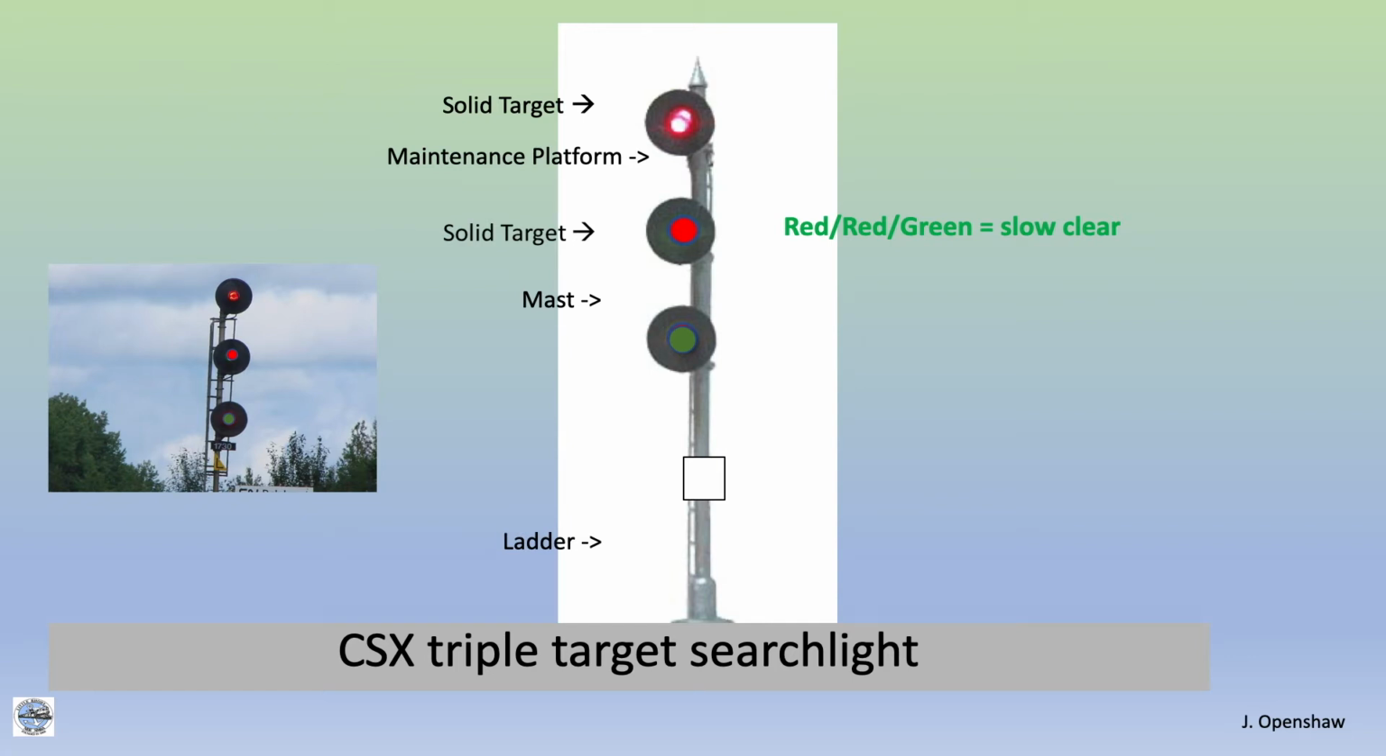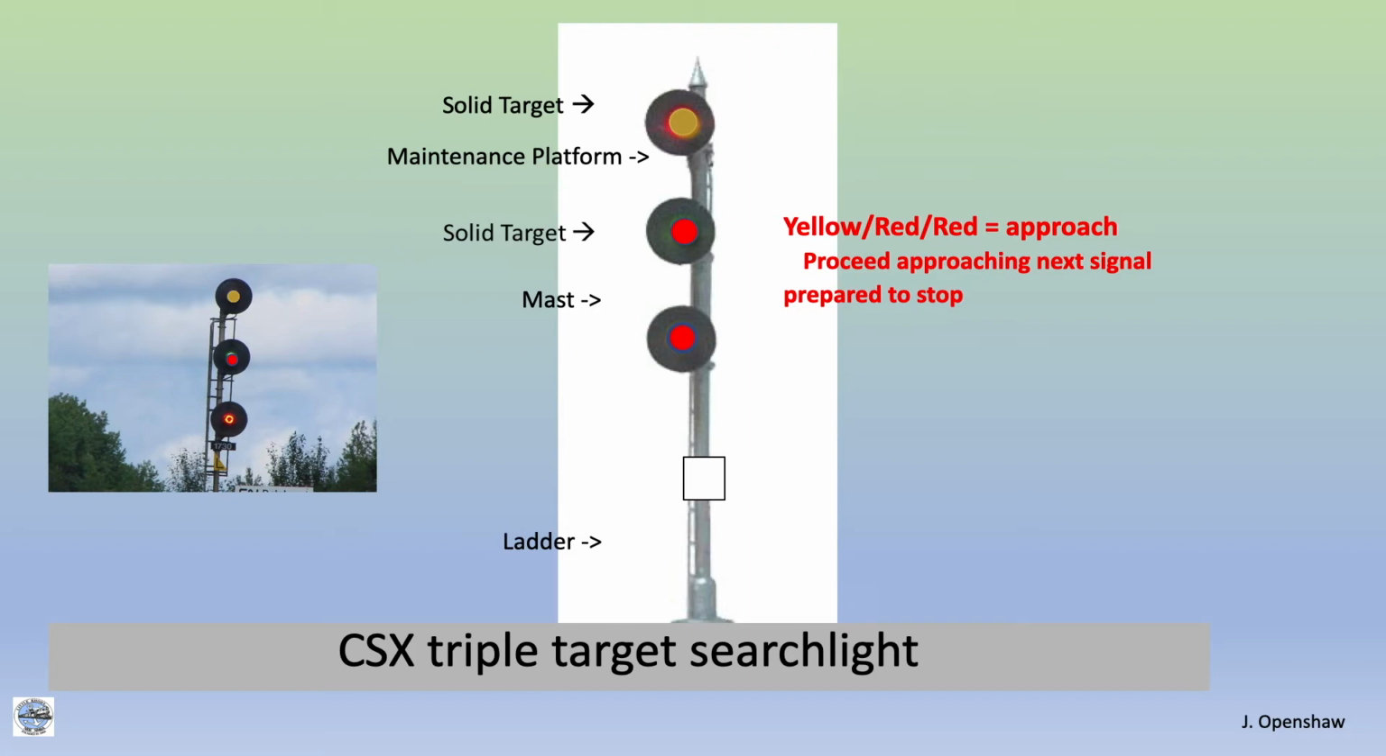Okay, what do we got here? Red, green. Okay, slow clear. That means you're coming out of the siding again, but the track is only good for 15, 20 miles an hour. So that means slow speed until the entire train comes out of the siding. Then you can open it up to maximum authorized speed. Okay, next one, Dave.